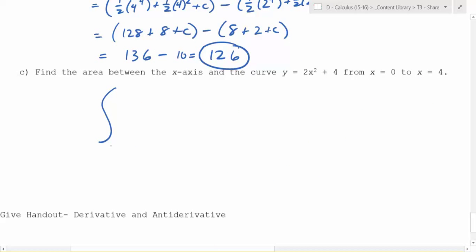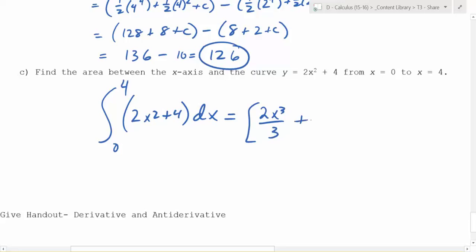The integral from 0 to 4 of 2x squared plus 4 dx. Yeah. So that's going to be 2x to the third over 3 plus 4x plus c from 0 to 4.